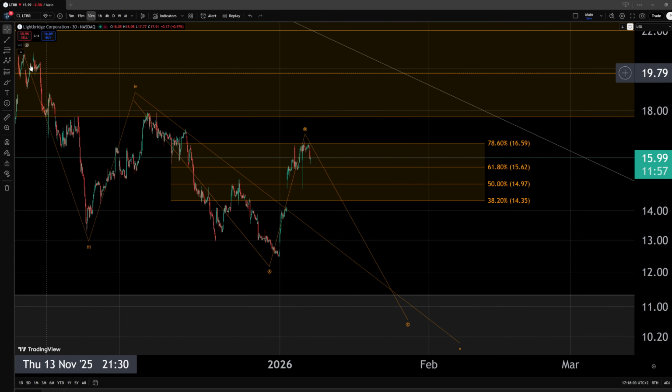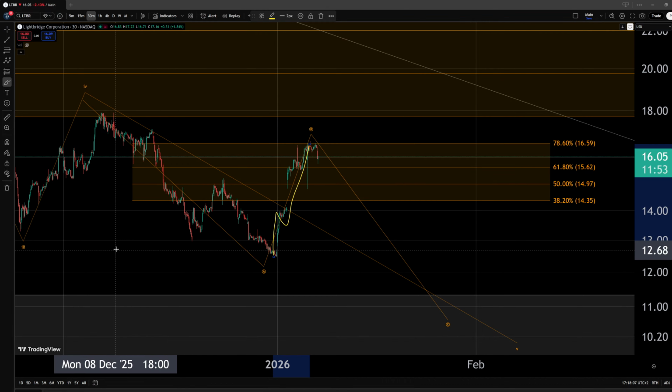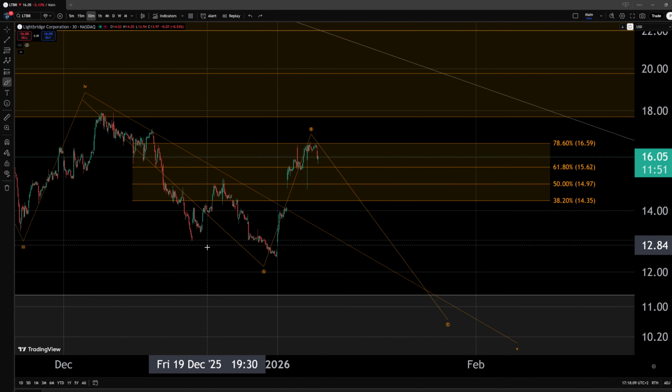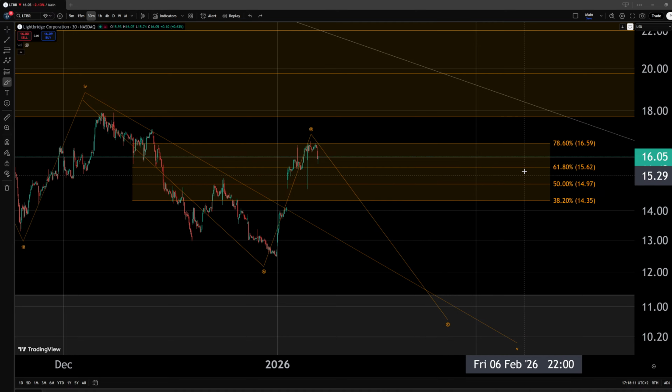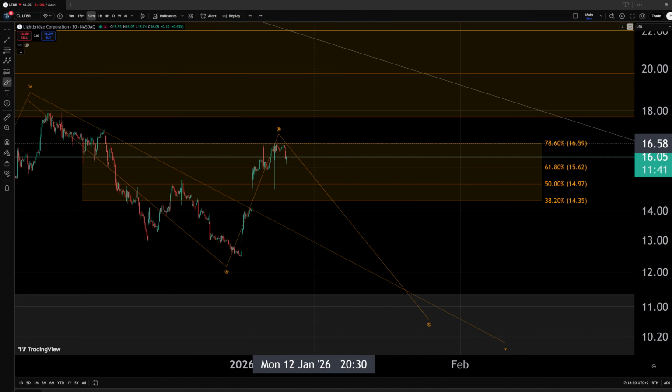Now, within this structure, we only have a three-wave pattern to the upside, and I don't necessarily have a strong preference to hold this area of resistance and continue within this wave 5. It isn't really important to me.